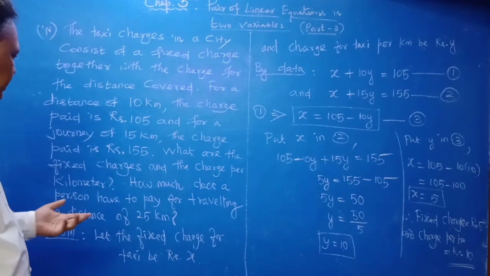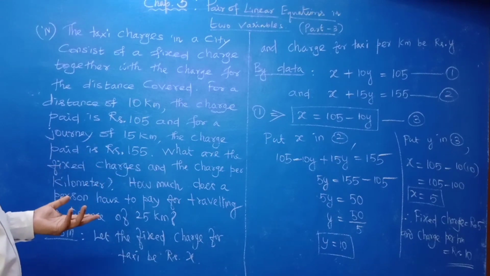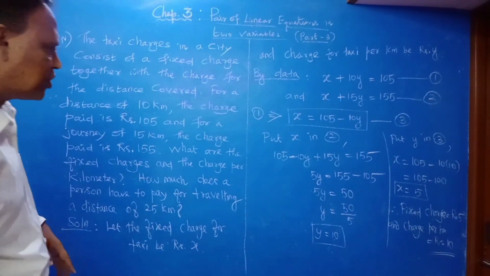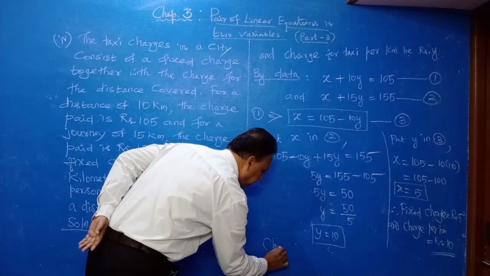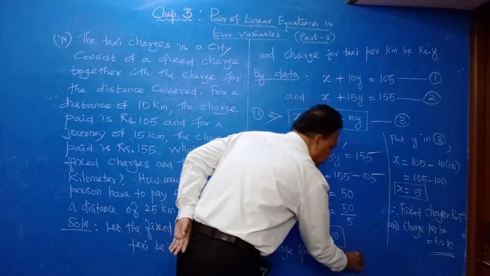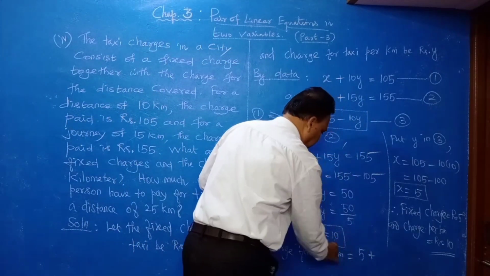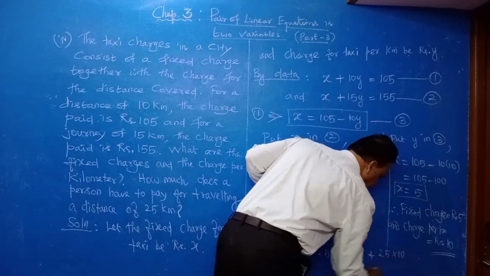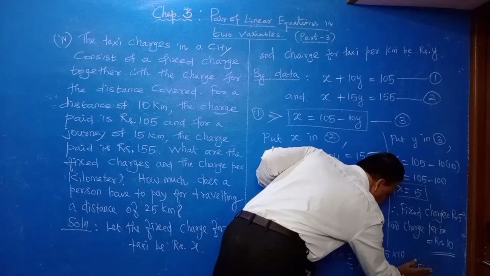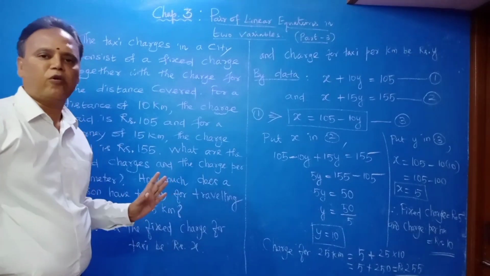Okay, so next they ask how much does a person have to pay for traveling 25 kilometer? So 25 kilometer means how much cost? Clear? Therefore charge for 25 kilometer is equal to first fixed charge you have to write, rupees 5, plus 25 into this per kilometer charge, 25 into 10, right? So how much? 5 plus 250, that is equal to 255 rupees. Rupees 255. Okay, so like this easily you can find out.